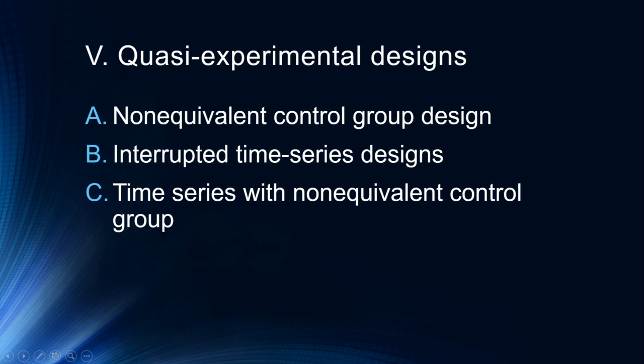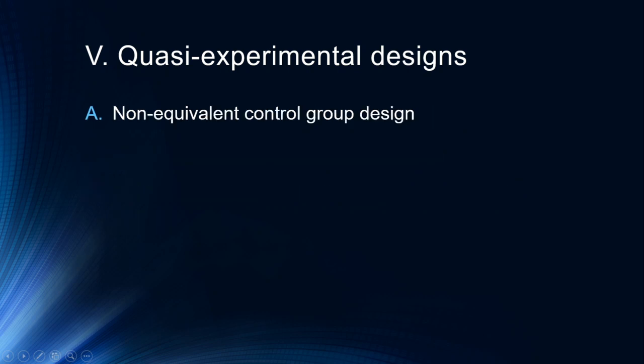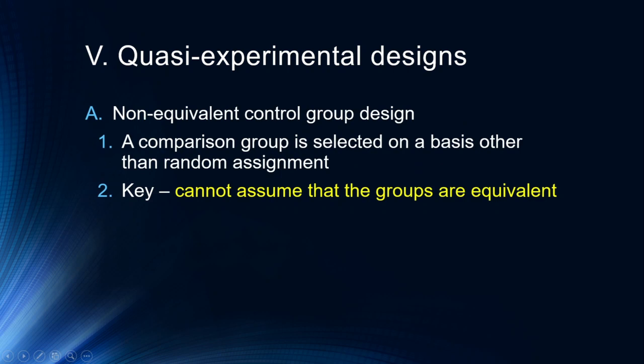So this is an interesting area as well. In a non-equivalent control group design, a comparison group is selected on a basis other than random assignment. And this is kind of what we've been talking about with, say, two classes. We're going to assign a certain study technique to one group but not the other. Okay? So it's not random assignment.